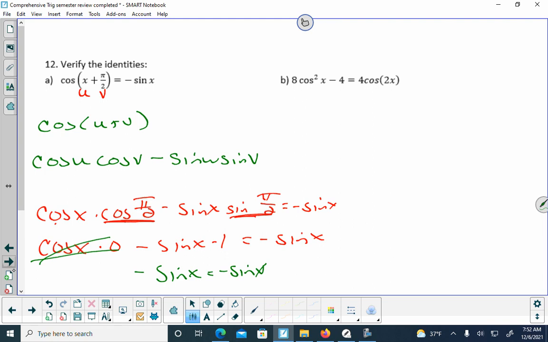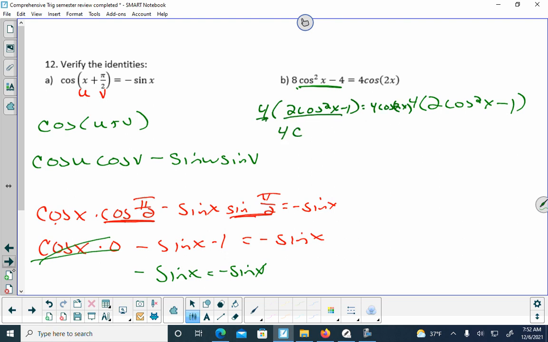The next one, I have 8 cosine squared x minus 4 is equal to 4 cosine 2x. Well, this is the identity. The identity is actually 2 cosine squared x minus 1. So in order to get this, I would have to take 4 times that. So I'm going to write this as 4 times 2 cosine squared x minus 1 is equal to 4 cosine 2x. And then this becomes 4, that 4 there, and then this is cosine of 2x. So I've shown the left side to look like the right side.